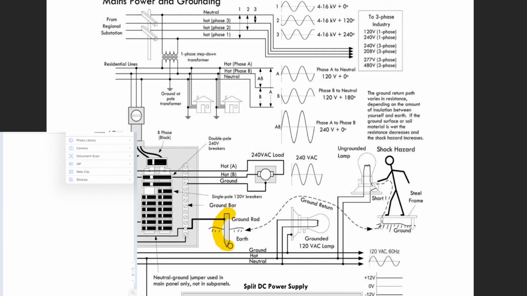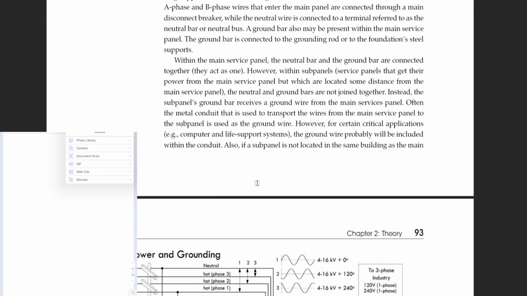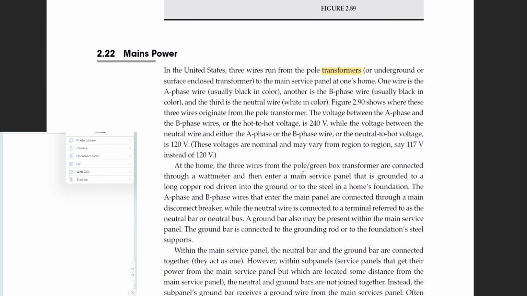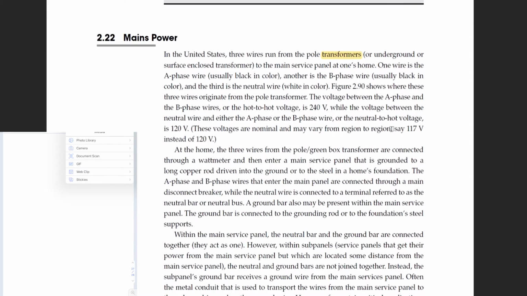I didn't know about this. I found this interesting. They taught us earlier in the book about how houses are actually grounded with a grounding rod, which is interesting. All right, let's read this and then hopefully I'll be able to understand that diagram. Figure 2.90 shows where these three wires originate from the pole transformer. Okay, let's have a look at that.